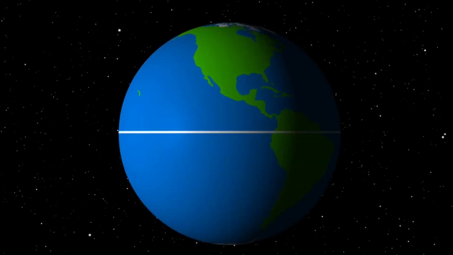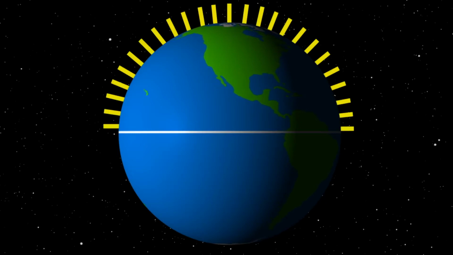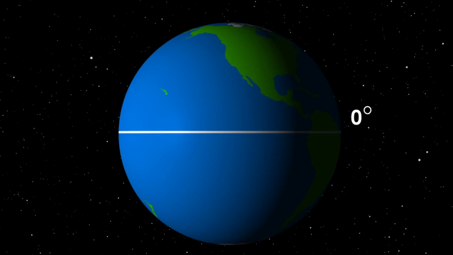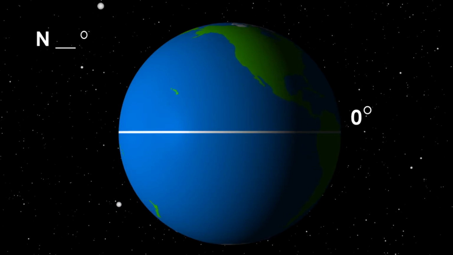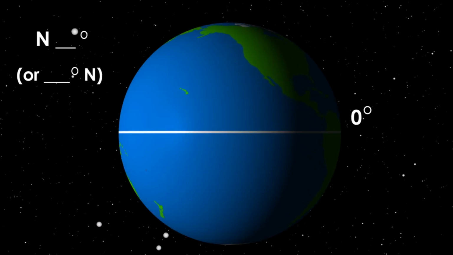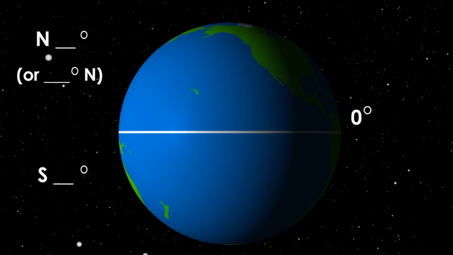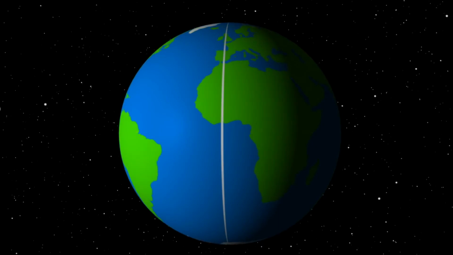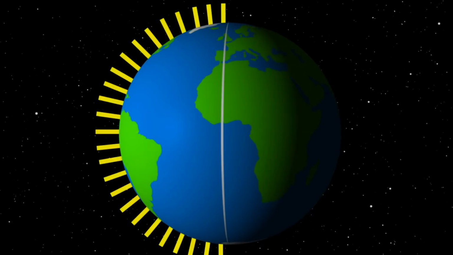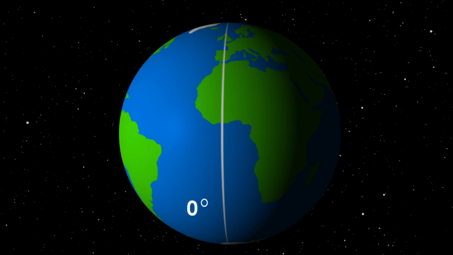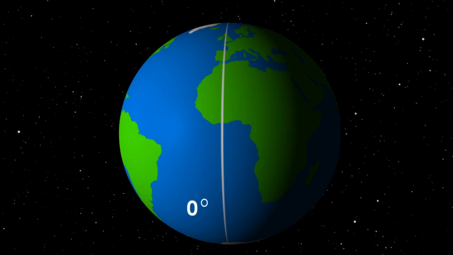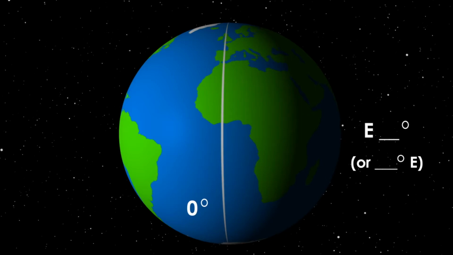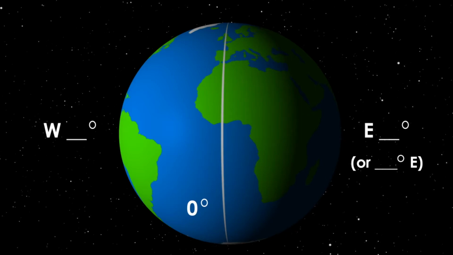The equator is the line of latitude that divides the Earth into the northern and southern hemispheres. At 0 degrees latitude, all locations north of the equator are written as N number of degrees. All locations south of the equator are written as S number of degrees. Lines of longitude begin at the prime meridian, which divides the Earth into eastern and western hemispheres. At 0 degrees longitude, all locations east of the prime meridian are written as E number of degrees. All locations west of the prime meridian are written as W number of degrees.